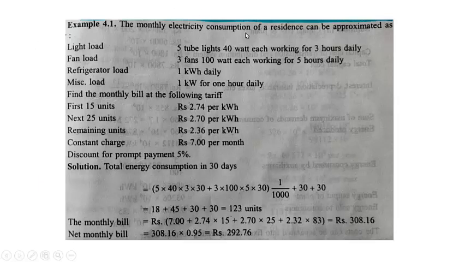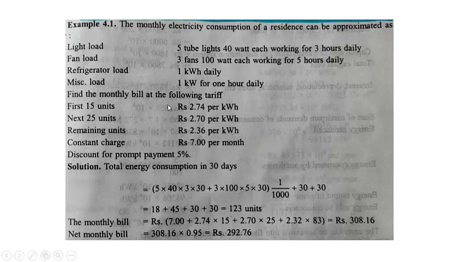The monthly electricity consumption of a residence can be approximated as: its light load is 5 tube lights, 40 watt each, working for 3 hours daily. Fan load is 3 fans, 100 watt each, working for 5 hours daily. Refrigerator load is 1 kilowatt hour daily, it consumes this much energy daily. And other miscellaneous load is 1 kilowatt for 1 hour daily.